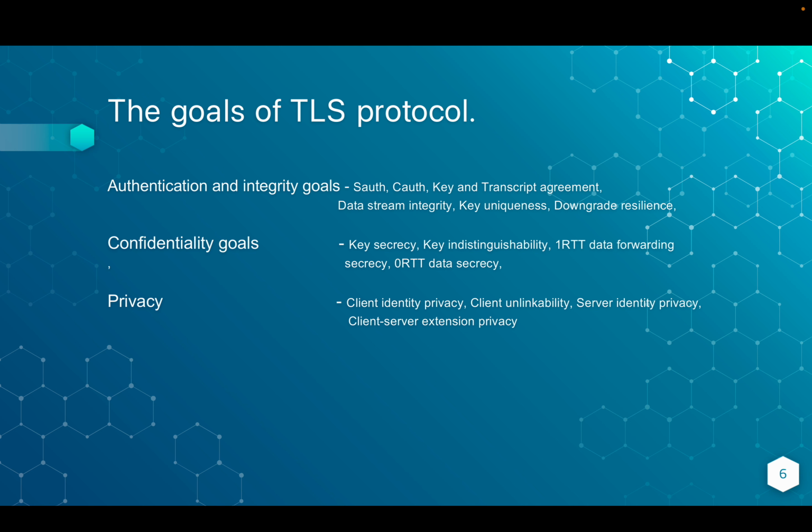The next one is server identity privacy. When an honest client-facing server has long-term keys from different servers and the client wants to make a connection through that particular CDN or ISP server to the backend servers, then the attacker should not be able to find which server the client is making the connection to. The next goal is client server extension privacy. If a client or a server sends sensitive information through TLS extensions, the attacker should not be able to distinguish this information from the other payload.